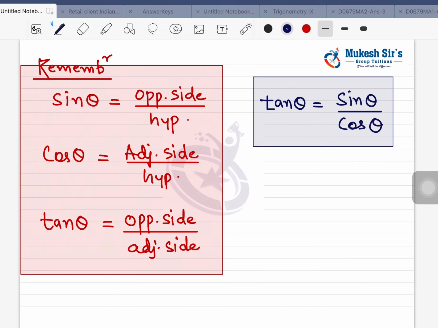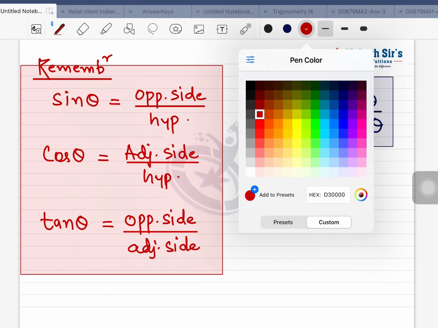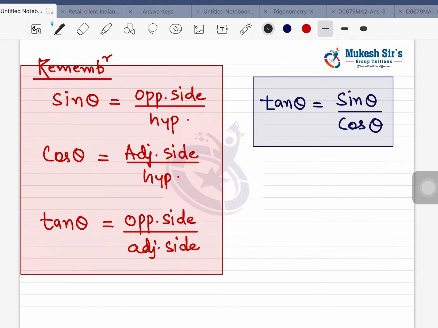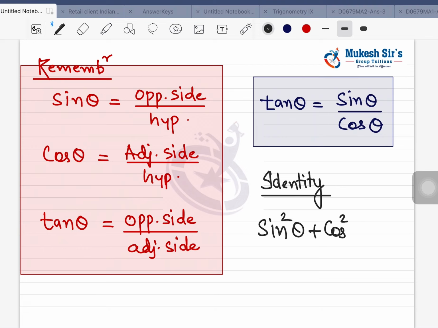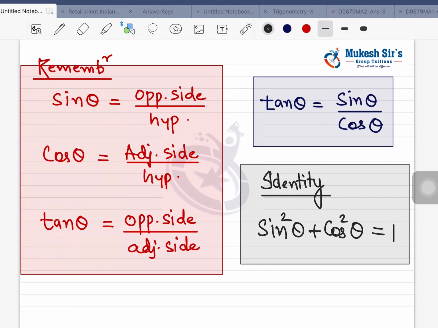And the last one, we found one identity. That's the most important one. The identity is very, very, very important. So what was the identity? The identity is sin square theta plus cos square theta is equal to 1.